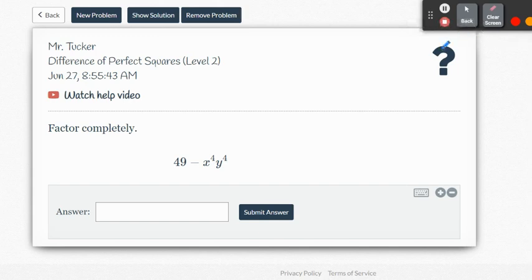All right, in this example, we've got 2 variables. So the 49, hopefully that just jumps out as a 7 squared minus, and then the question is, is x to the 4th, y to the 4th a square? And yes, it is, because both powers are even. So all you're looking for is even exponents. If they're even, they're squares.